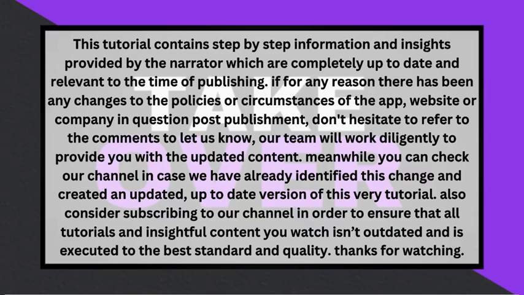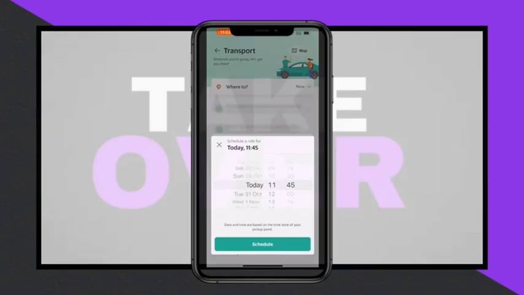Choose your preferred date and time, and then tap Schedule. You'll be taken to a page where you can enter your pickup and drop-off locations. Enter your pickup location, then select your drop-off point.